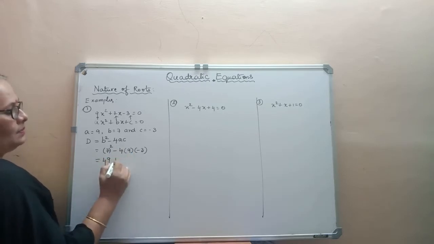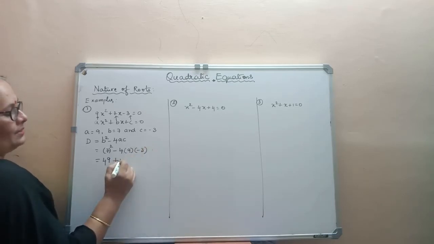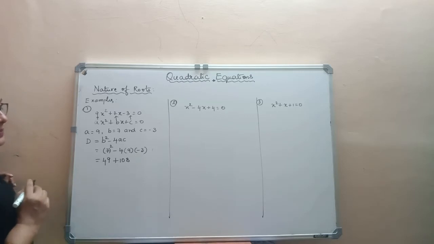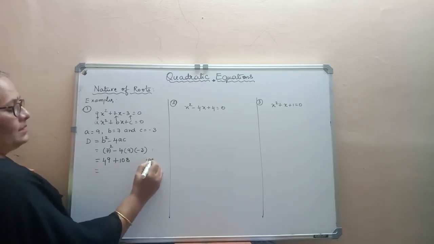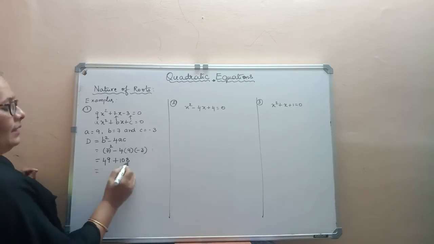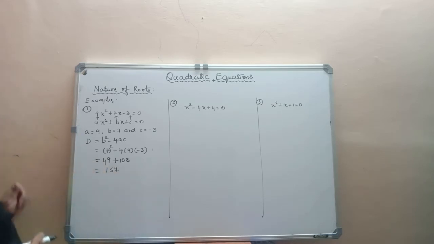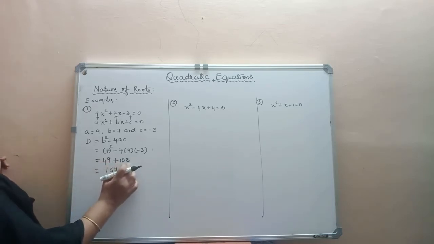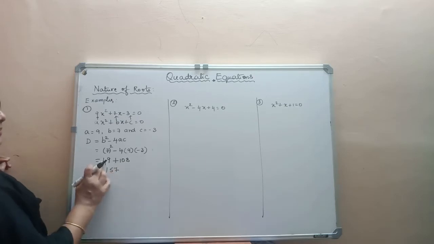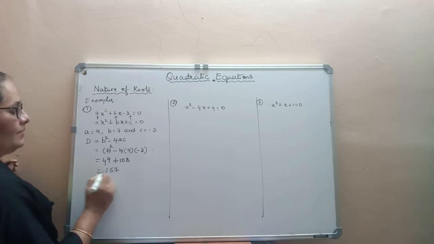Minus into minus plus. 4 3s are 12, 12 9s are 108. Now add these two: 108 plus 49. So 49 plus 108, 9 plus 8 is 17, 4 plus 1 is 5, then 1. So 157. So this value is positive.